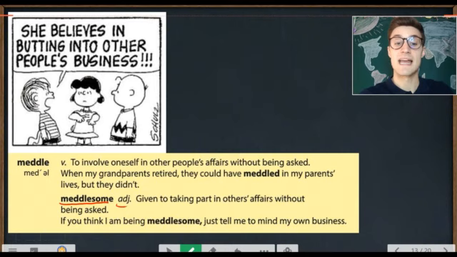Meddlesome is an adjective. This word we use to describe people who meddle in your life. They are meddlesome, given to taking part in others' affairs without being asked. Do you know anyone who is meddlesome? You should tell them to stop.